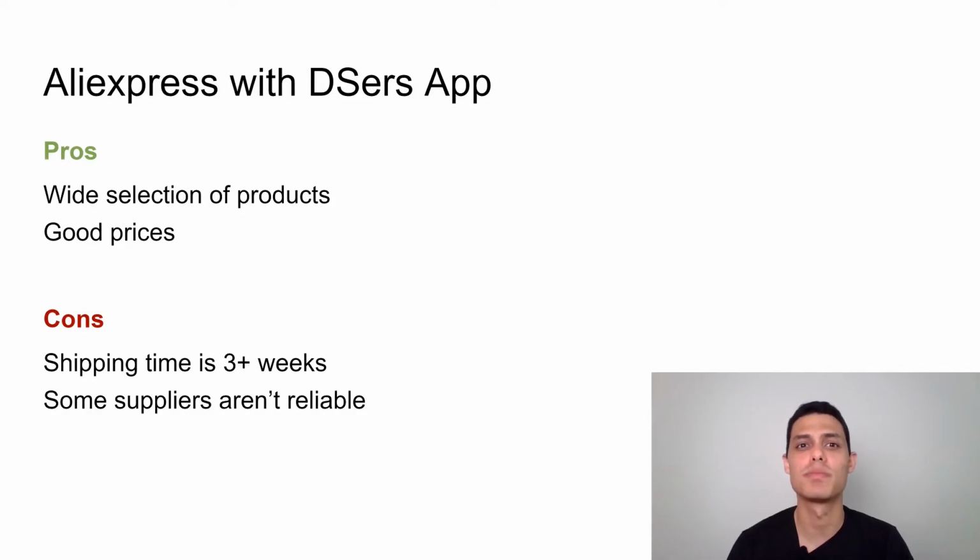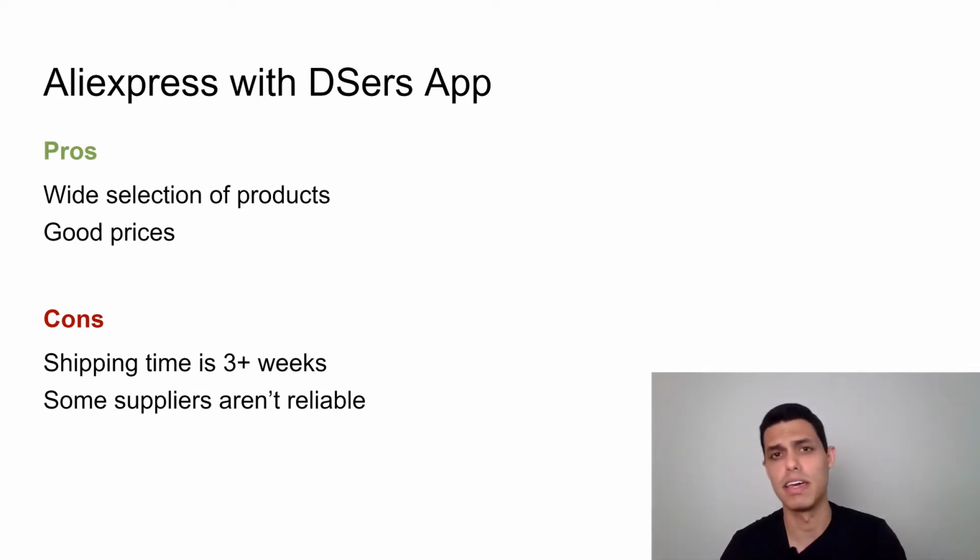First, we have Aliexpress using the DSers app or also the Overlord app. Some of the benefits from this platform is that you have a wide selection of products and you also have amazing prices. The cost for this platform is that the shipping time is usually 3 weeks or more. And if you're shipping within the US, sometimes you can find shipping times like around 10 days or 2 weeks. And some of the suppliers aren't that reliable.